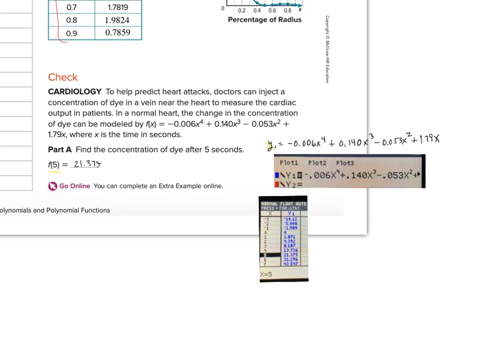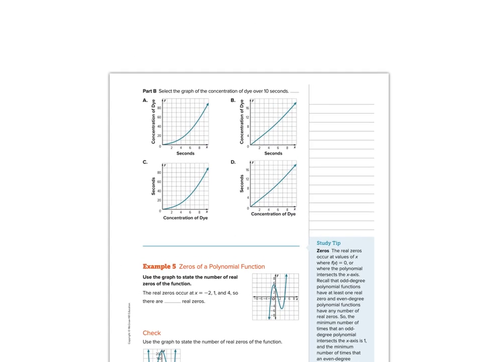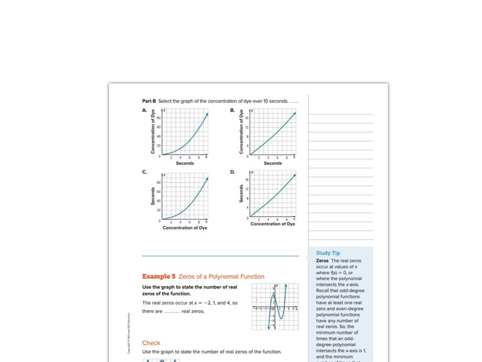Then as we look at this next step, it's saying, select the graph of the concentration of dye over 10 seconds. So where are we at after 10 seconds? Let's see. What would be logical for me? We want to make sure that the time, number of seconds, is the input, and the concentration of dye is the output. So it's going to be one of these two, because the input is seconds, not concentration. That's how we can eliminate these two.